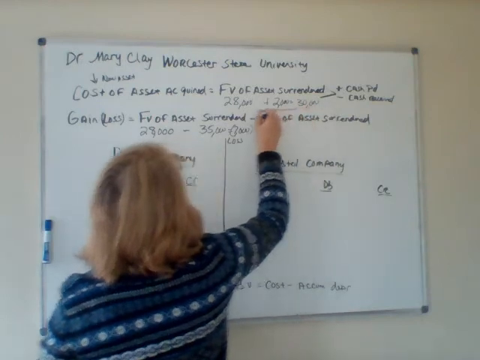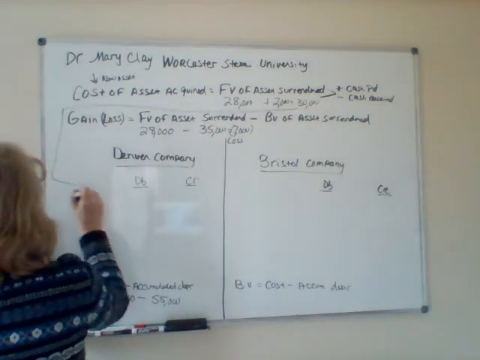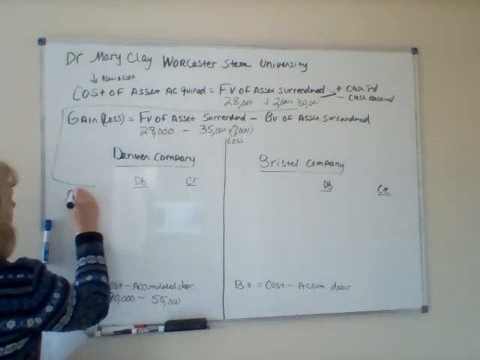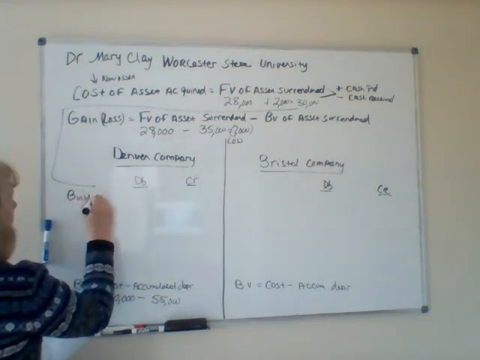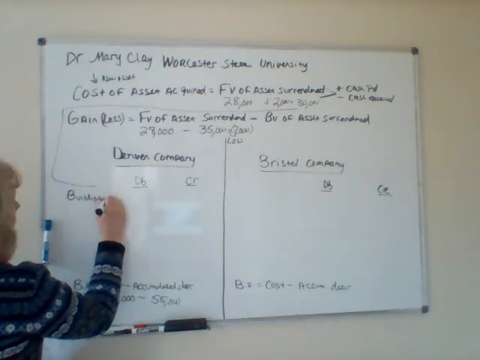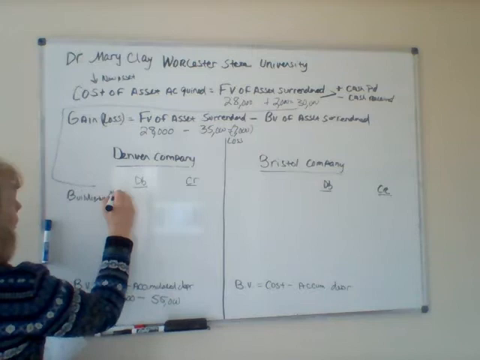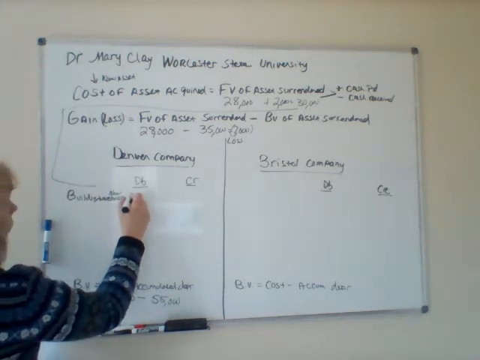So the new asset for Denver is 30. So I go over here. Here's where the 30 goes. So what do I call it? Building, warehouse, new. This is the new. And that is $30,000.